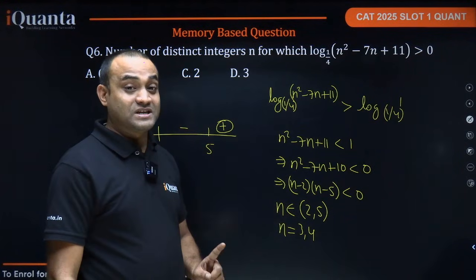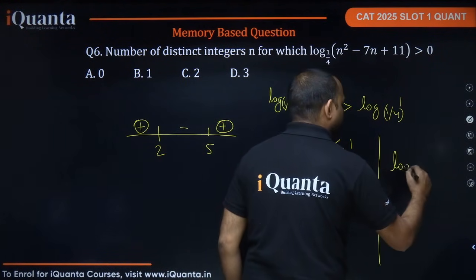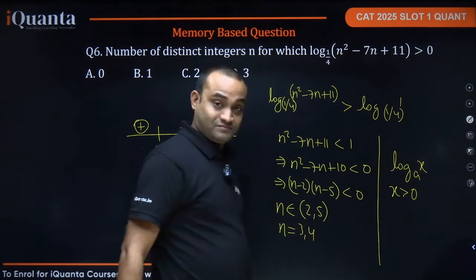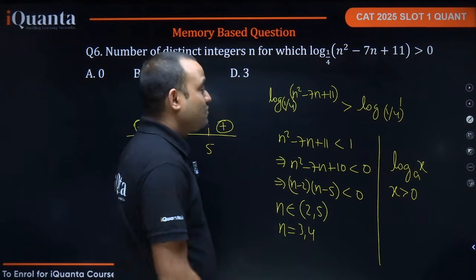But there is a twist in this question. Now we know that in case of log x to the base a, x should be positive also, right? X should be positive. If you put n is equal to 3 here, what do you get?